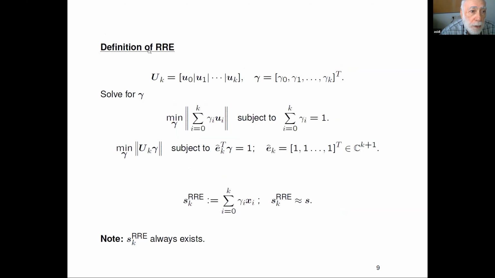That's a possibility. The RRE is defined in a slightly different form. Again, you start with the matrix U sub k. This is the gamma, the vector of the gammas. So you minimize this subject to a linear constraint now. The previous one didn't have any constraint. So this is your linear constraint. You solve for the gammas, and then you form this thing here. So it always exists, because this problem here always has a solution which is unique.